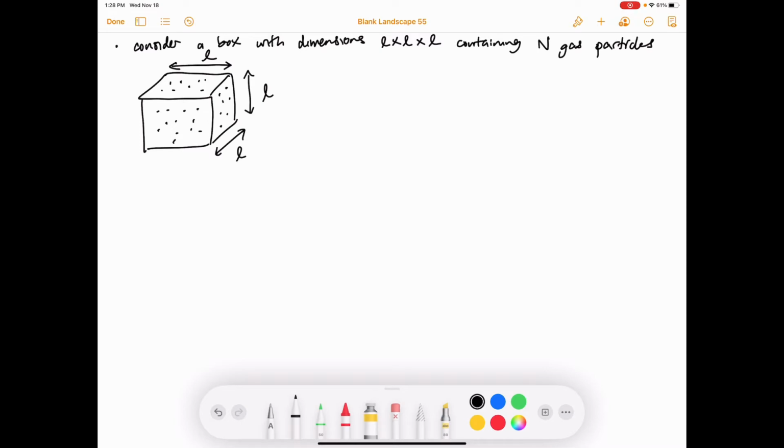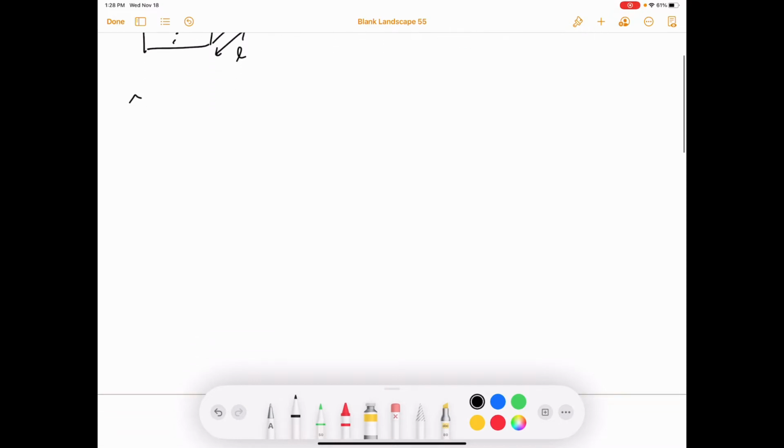Okay, so what we're going to do is focus on one particle, and in particular, a collision of that particle with one of the walls of the container. So we're going to focus on the collision of a particle with a wall of the box. Okay, so let's draw one particle colliding with one of the walls of the box. So we'll draw the x-axis going to the right, the y-axis going up like this. This will be the wall along the y-axis.